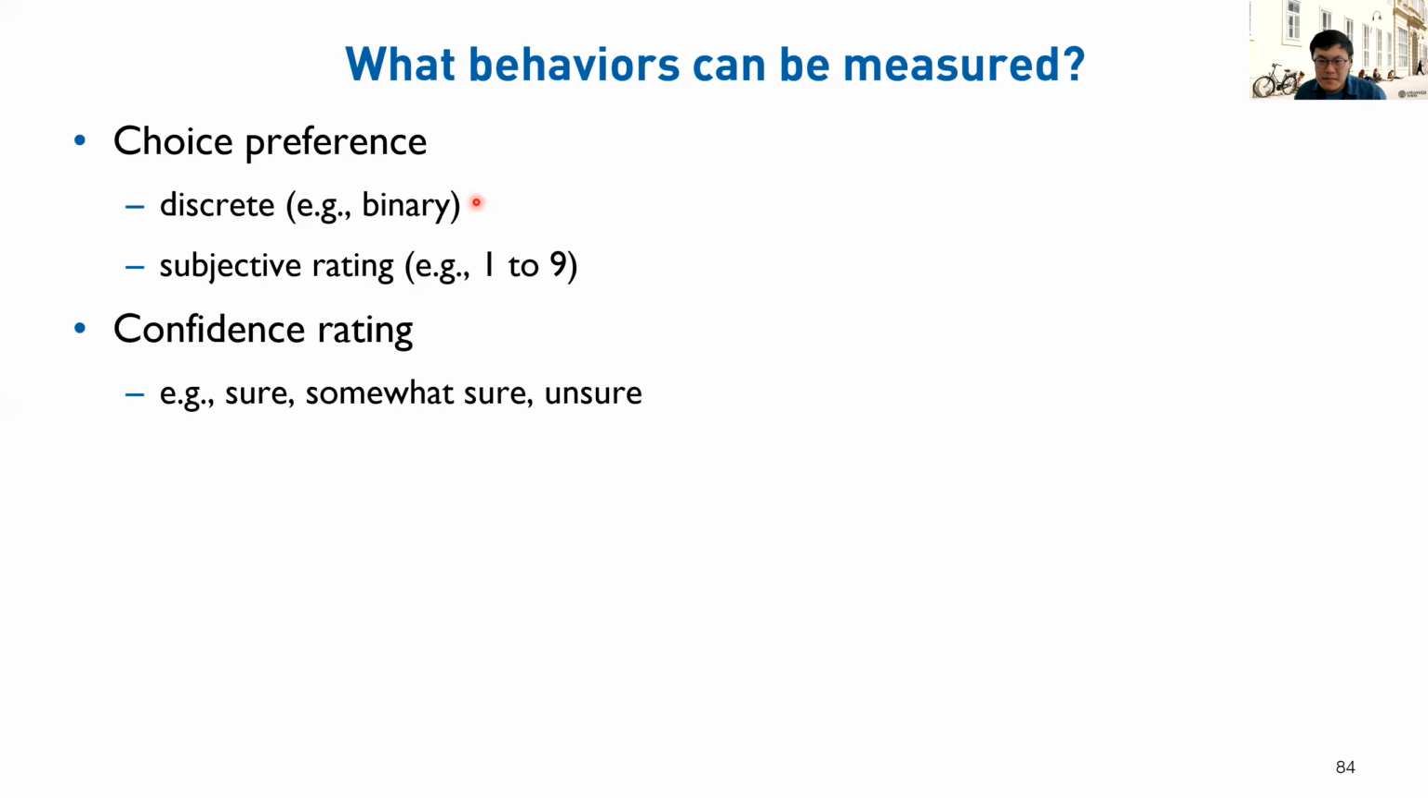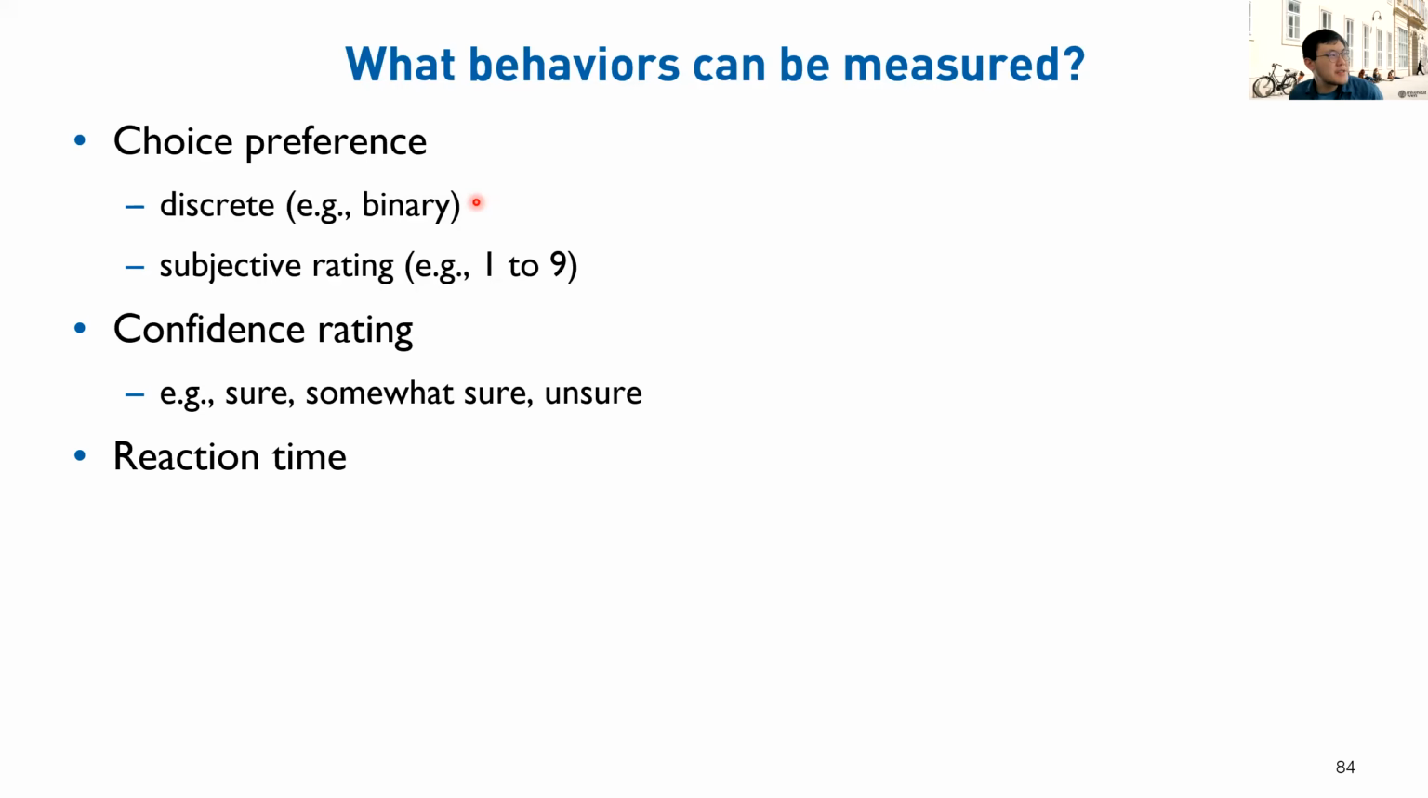And some other people are also interested in confidence rating. So if they are making a decision under uncertainty, they make a choice, maybe they're not sure about the choice they made. And then they could also provide their confidence rating. Am I confident about my choice? Am I not confident about my choice?